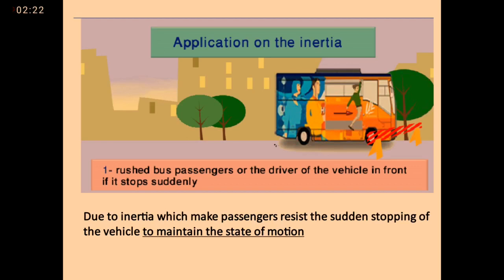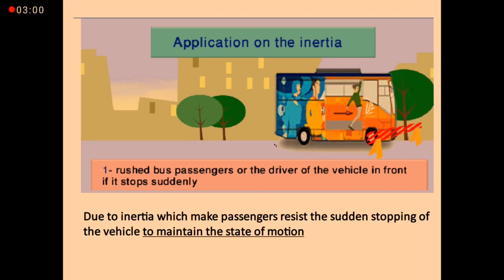The driver of the bus suddenly stopped. Why does the passenger move forward? What is the reason for this phenomenon? We spoke before about the object having two states: static state or rest state, or motion state. Here we have the passenger in a motion state inside the bus. But when the bus suddenly stops, a force of inertia appears in the form of rushing the passenger forward. Why? To resist the sudden change.